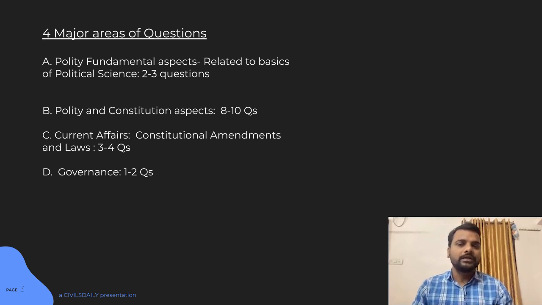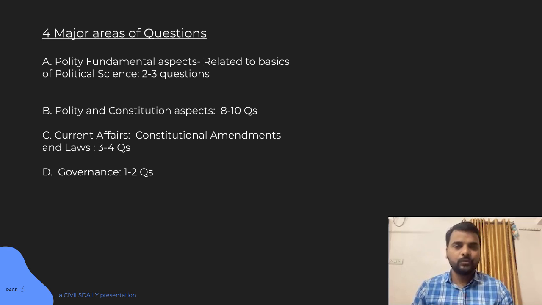So we'll start with polity. If you see the previous years' polity questions, there are 4 areas from which most of the questions come. First, polity fundamentals, basic aspects, liberalism, constitutionalism: 2-3 questions every year. I have covered these topics in detail in Super 25, which I will share with you. Then polity and constitutional aspects: most of the questions, 8 to 10, are very basic, from Laxmikanth itself. Then current affairs, constitutional amendments, laws and some common legal aptitude type questions: 3-4 questions. Then governance: 1 or 2 questions in recent years, since they have started asking them.